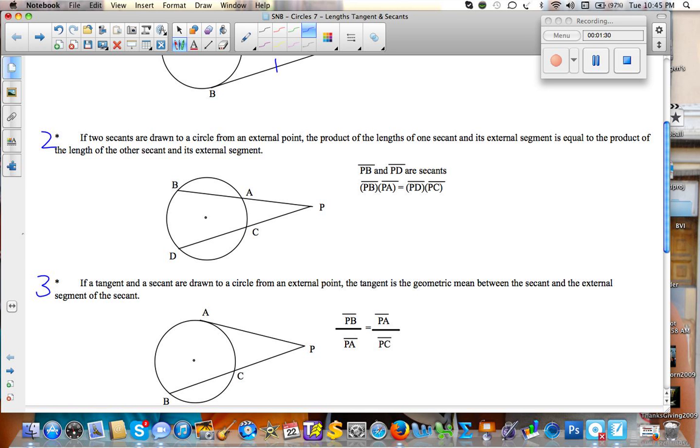So the equation would be PB, that's the length of the entire secant, times PA, which is the external portion, is equal to the entire length of the other secant, PD, times its external portion, which is PC. So, in general, you could say that the whole thing times the portion that's outside is equal to the whole thing, the other secant, times the portion that's outside of it.